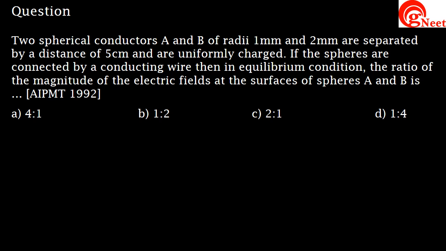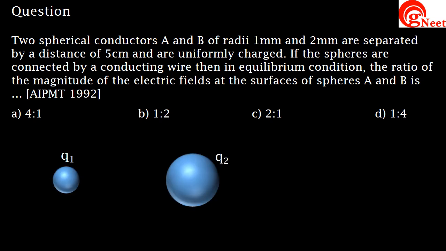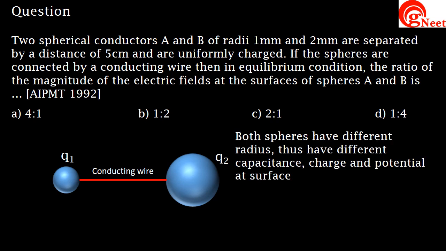This question is from the AIPMT 1992 question paper, in which two spherical conductors A and B of radii 1 mm and 2 mm are separated by a distance of 5 centimeter and are uniformly charged. If the spheres are connected by a conducting wire, then in equilibrium condition, we are asked to find the ratio of the magnitude of electric fields at the surface of sphere A and B.